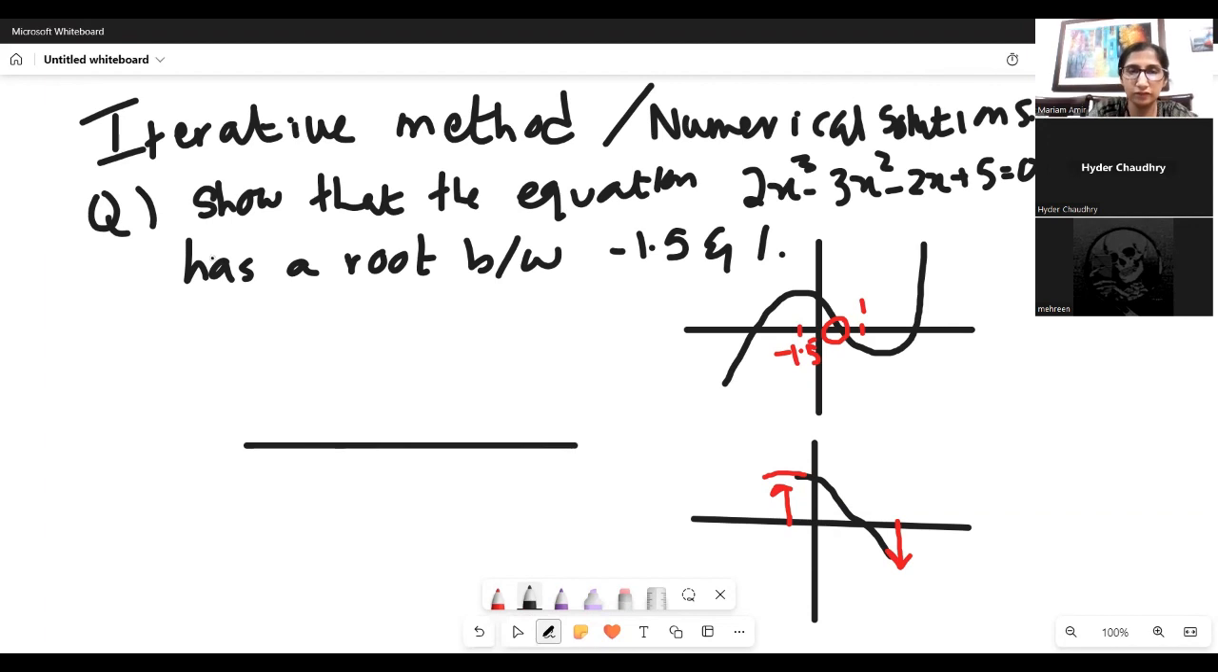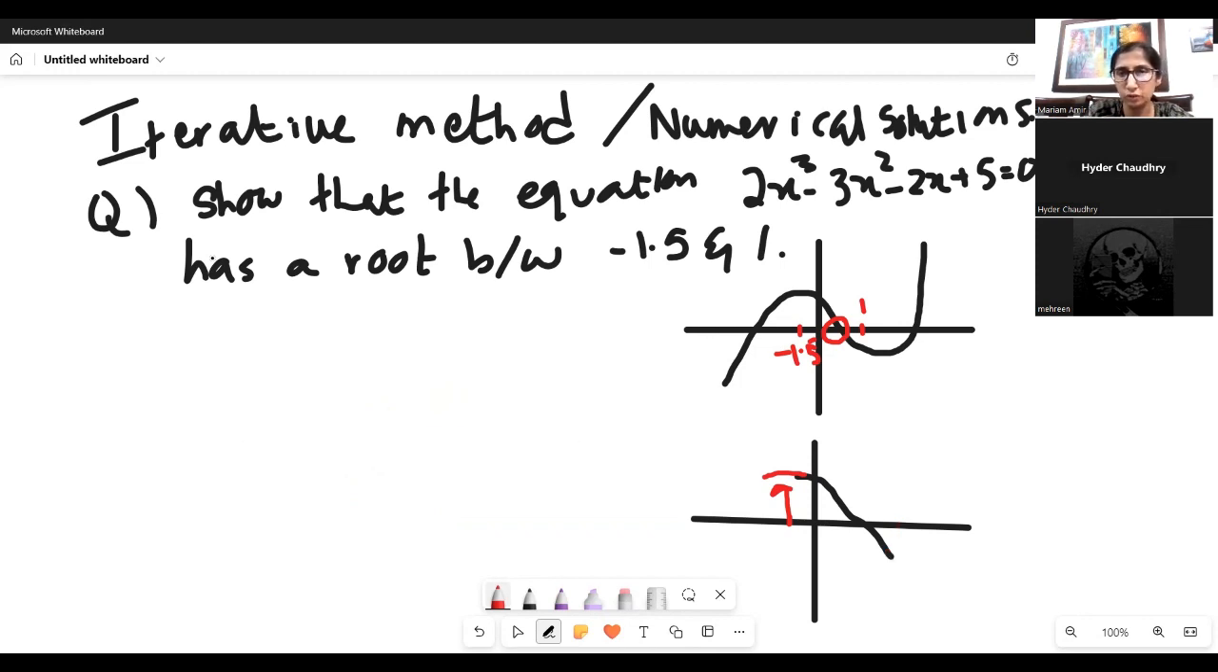If this is the root, then the graph will pass either like this or in this direction, or like this. Since at the root a curve crosses the x-axis, a little before the root you'll have maybe a positive graph, and then a little after the root, you'll have a negative graph. The sign of the graph flips around the root.